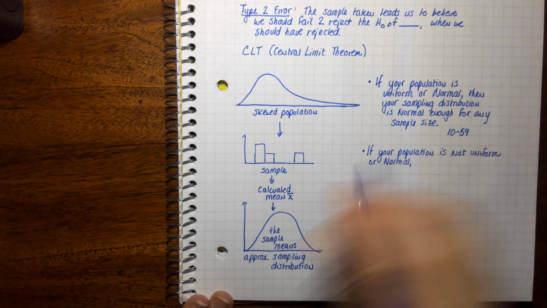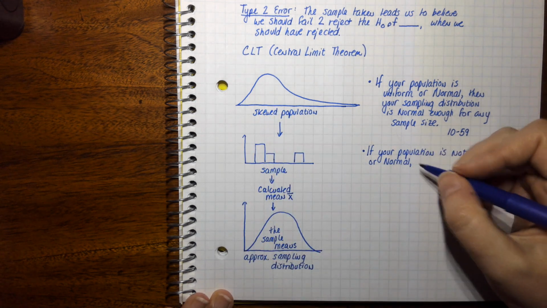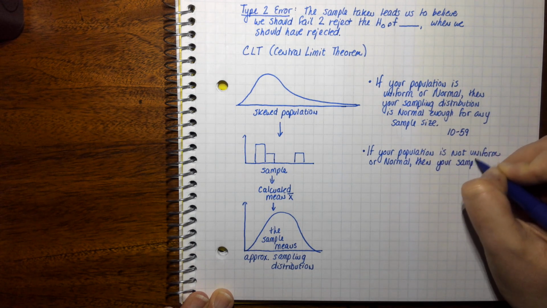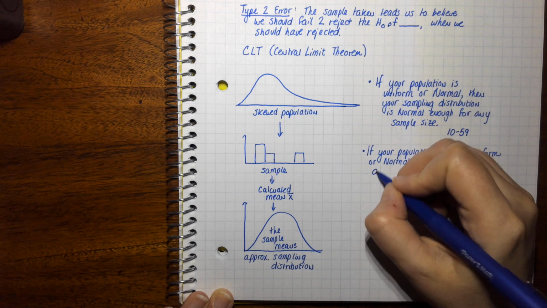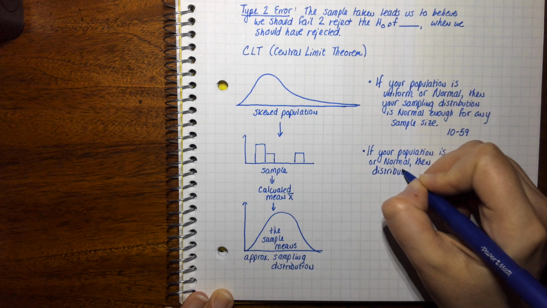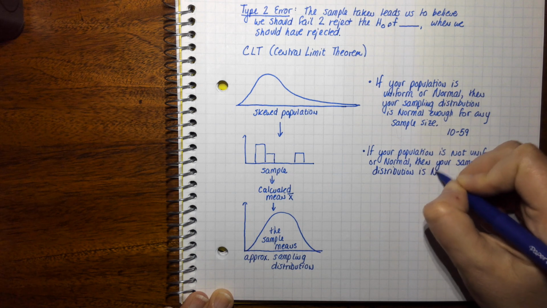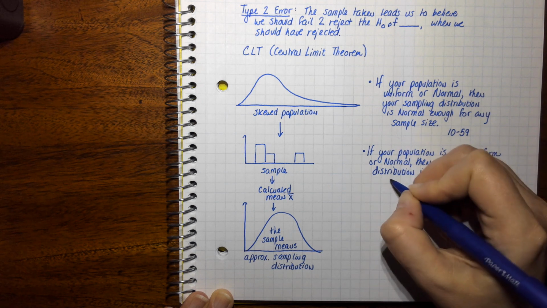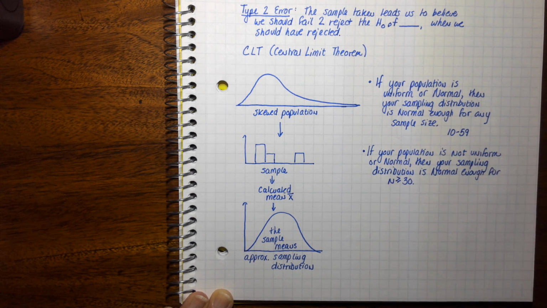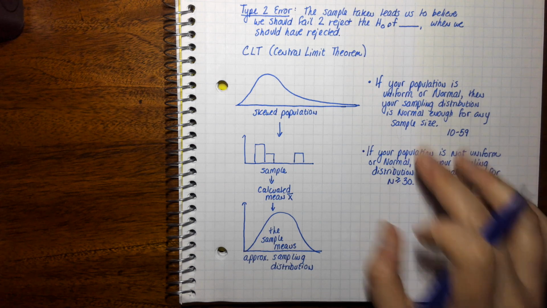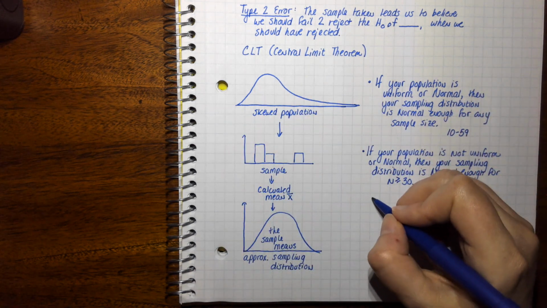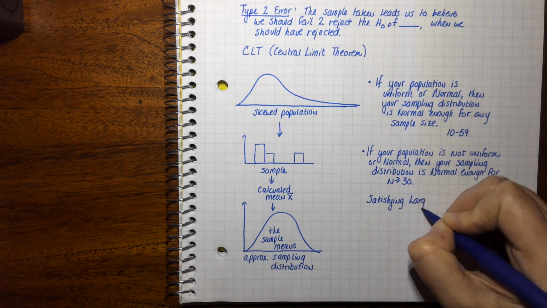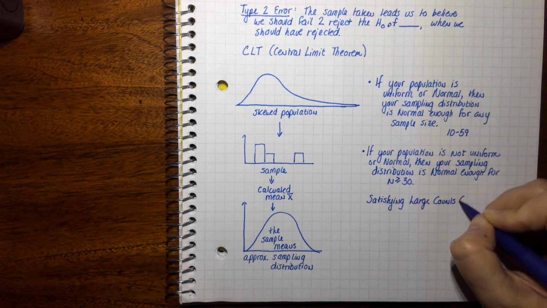If your population is not uniform or normal, like this one here, then your sampling distribution is normal enough for sample sizes greater than or equal to 30. So what do we use this for? We use this for satisfying the large counts condition.